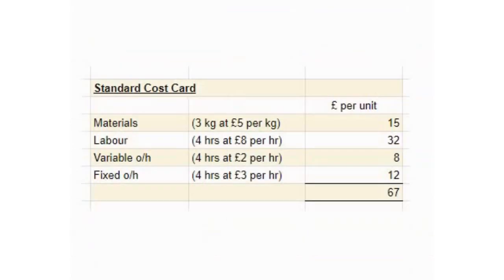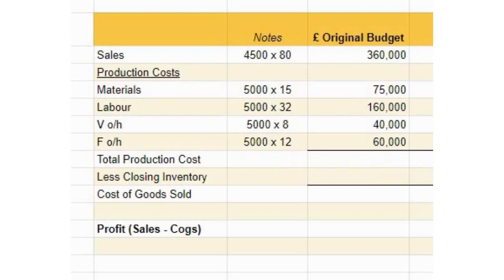And finally the fixed overheads, clearly this is an absorption costing system. The fixed overheads, 4 hours at £3 per hour gives £12 per unit, and there were 5,000 units budgeted to be produced, so I'll put that into the table. And here we can see that the fixed overheads came to a budgeted figure of £60,000, and this gives a total production cost of £335,000.